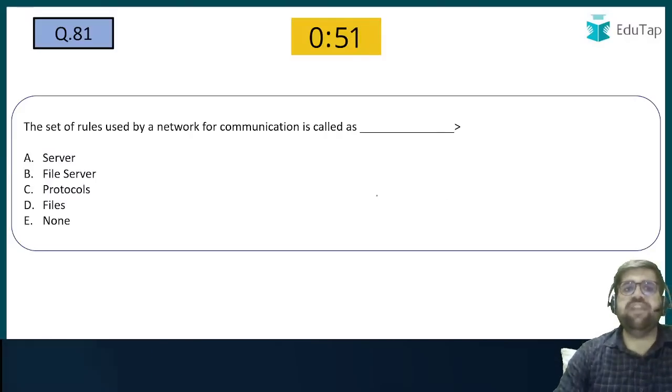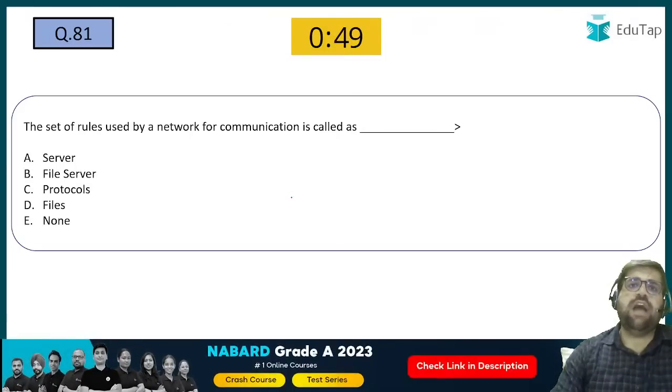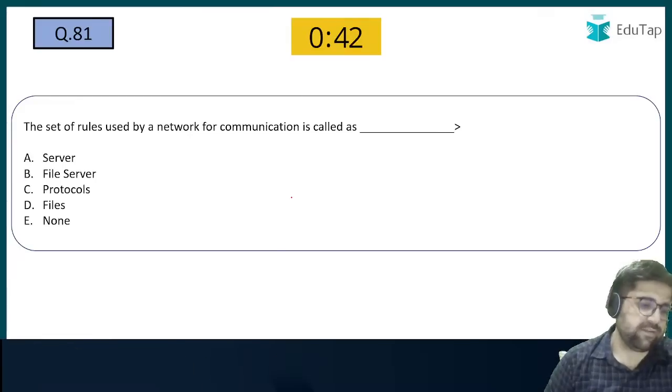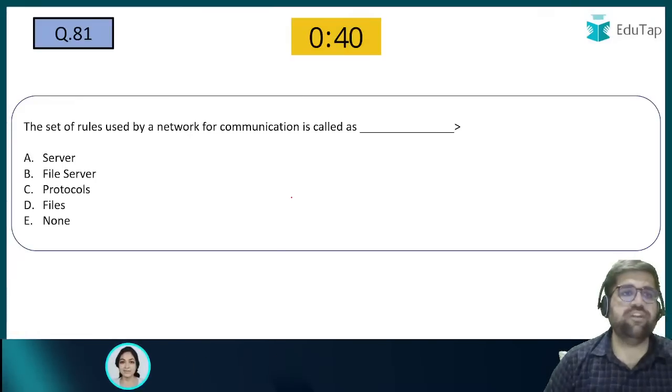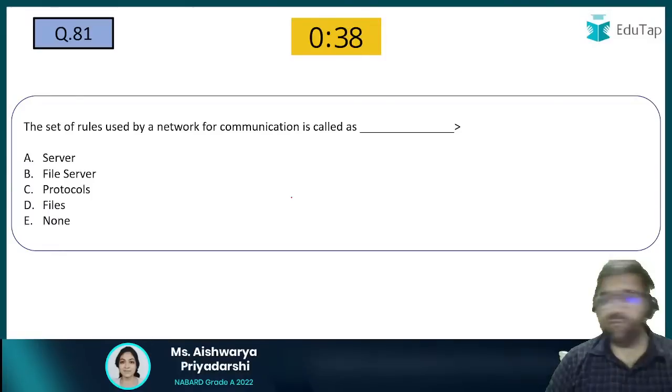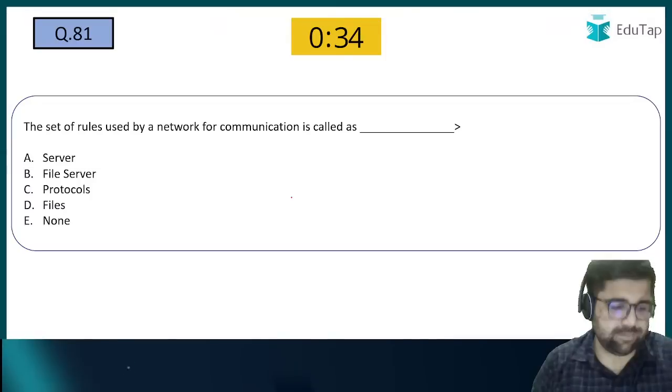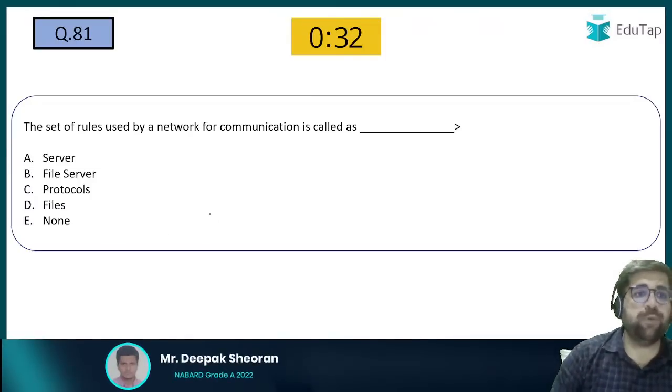So for example, if I am connected to internet, I want to adhere to certain rules. There are certain rules of internet. What are those called as? Very simple question if your concepts are clear. If your concepts are not clear, then each and every question becomes tough. Yes, those are known as your protocols.